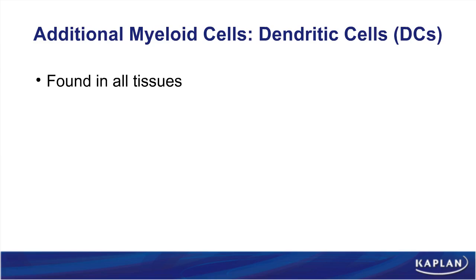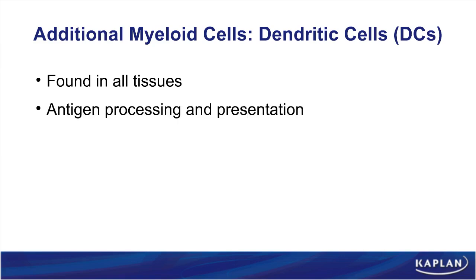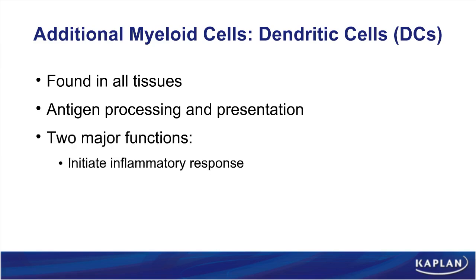Another cell that's going to be really important in not only the innate immune response, but the initiation of the adaptive immune response are dendritic cells. Dendritic cells are found in all of the tissues. We talk about them quite a bit when we deal with antigen processing and presentation to T helper cells. So they have two major functions. Part of their function is to initiate this inflammatory response that we've been talking quite a bit about. And their other major function is to initiate or stimulate the adaptive immune response.